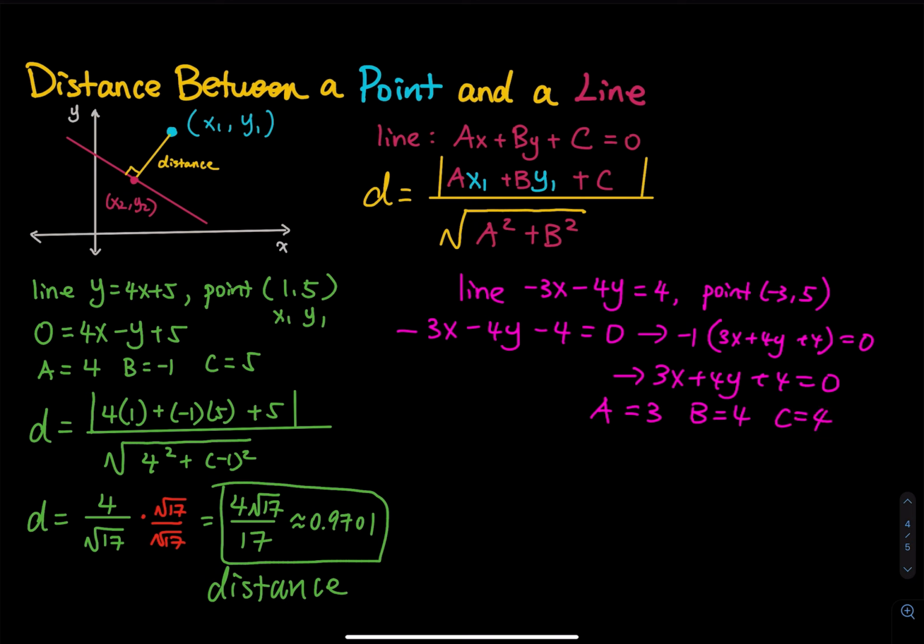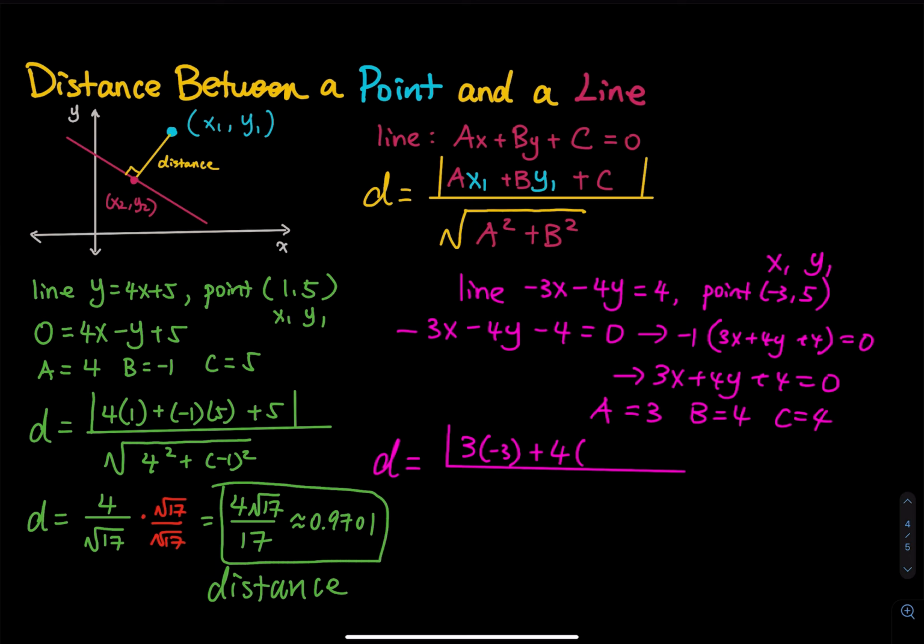And then where is the x1, y1? So this is the x1, and this is the y1. Plug in. So we have the distance equals a fraction bar, and then we have an absolute value. So what is a? A is 3 times x1. x1 is -3, and then plus b is positive 4, y1 is positive 5.